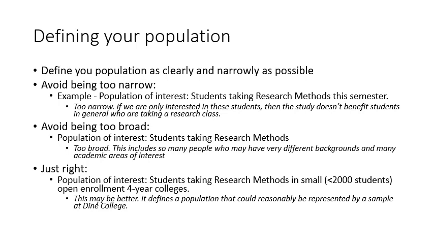You could also avoid being too broad. An example is if someone stated that their population of interest was just students taking research methods. That would be too broad because it would include so many people all over the world who are taking research methods at a big class or at the graduate level. So maybe you might say your population of interest is students taking research methods in small, open enrollment four-year colleges. That might be better. It defines a population that could reasonably be represented by a sample at Dene College.